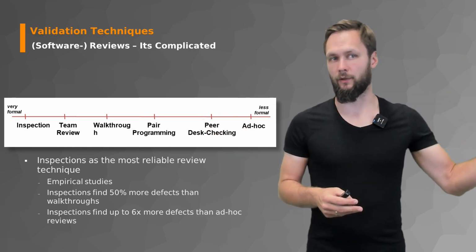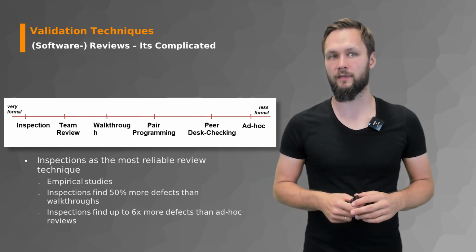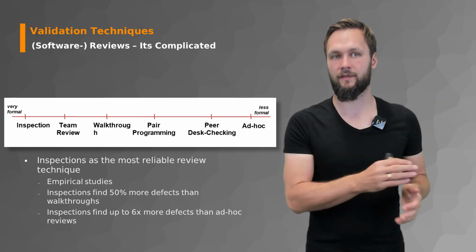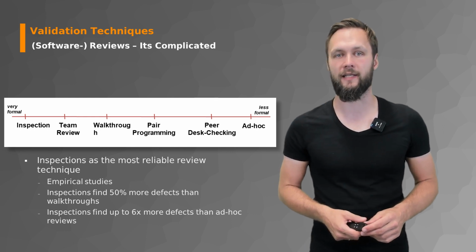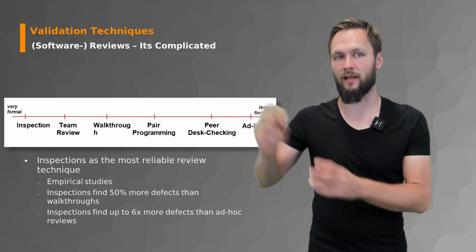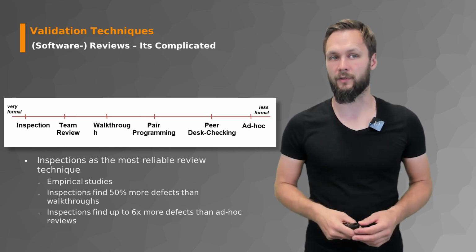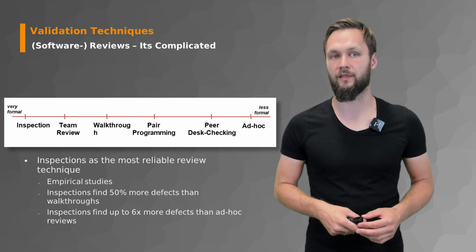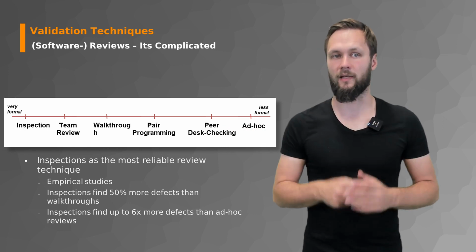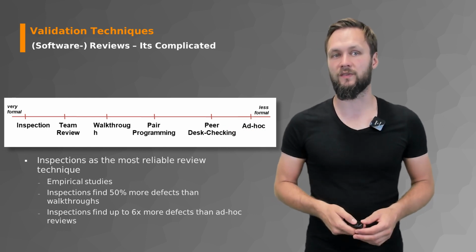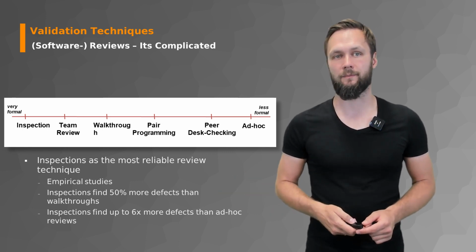There are different types of reviews. Some of them are very formal, others are less formal. So inspections being on the very formal side of things, and then in between team reviews, walkthroughs, pair programming, peer test checking, and ad hoc or commenting as the less formal ones. Inspections are the most reliable review technique. There are empirical studies, and inspections find 50% more defects than, for example, walkthroughs, which are somewhere in the middle of very formal to less formal. Inspections also find up to 6 times more defects than ad hoc reviews on the very informal level.